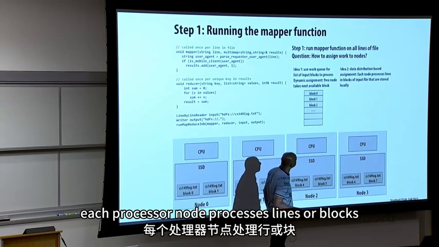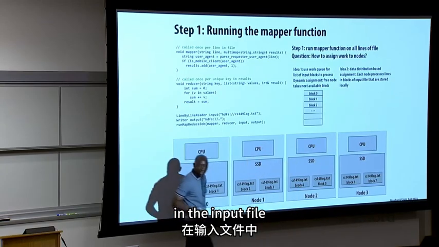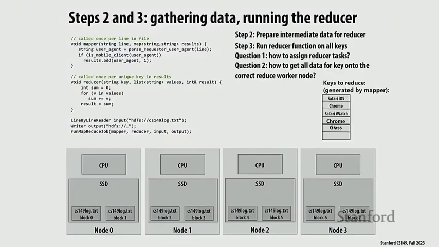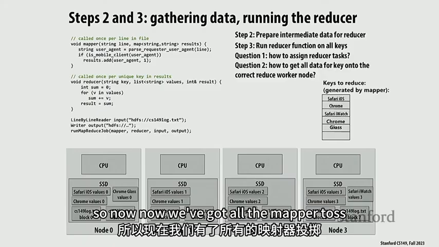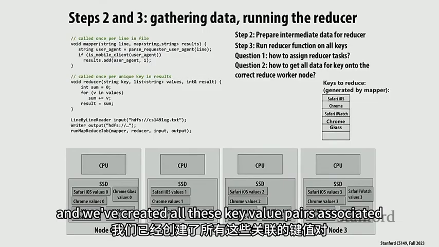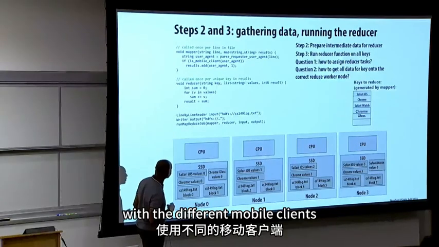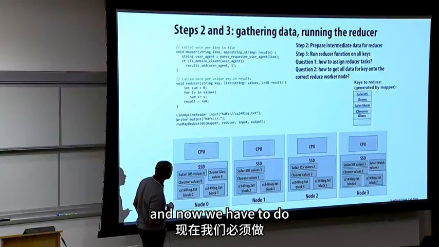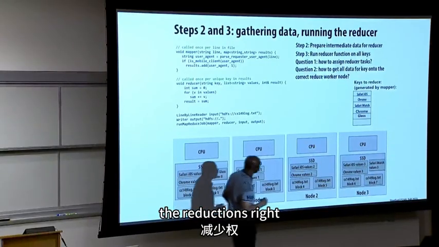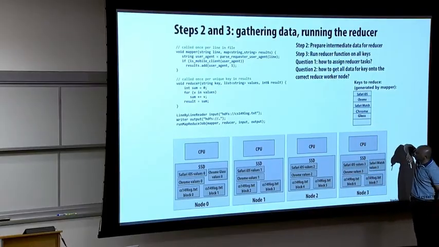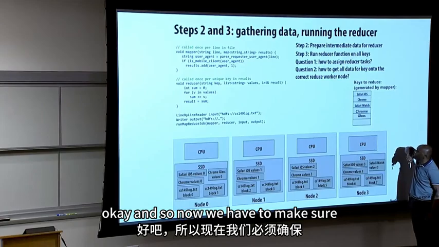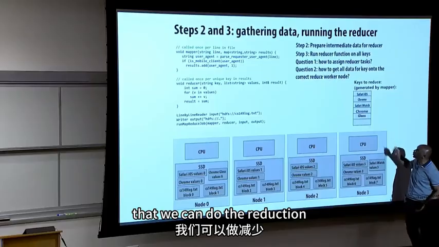Each processor node processes lines or blocks in the input file that are stored locally. All right. So now we've got all the mapper tasks, and we've created all these key value pairs associated with the different mobile clients. And now we have to do the reductions, right? So we got all these keys, which have been generated by the mapper function. And so now we have to make sure that we can do the reduction.